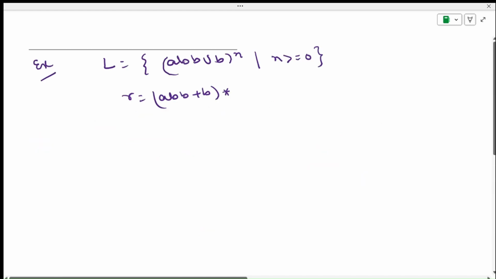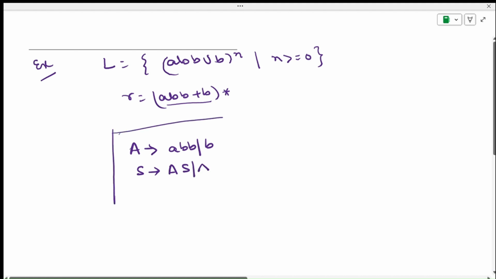Now this is again a regular language, and I am writing a context-free grammar for this language: (a double b plus b) whole star. Again the same process: we can take some variable A, and I can take A goes to aab or b. Remember that we need to repeat this expression n number of times including null. So I will write that S is AS or null. That's it. So this is the simpler one.